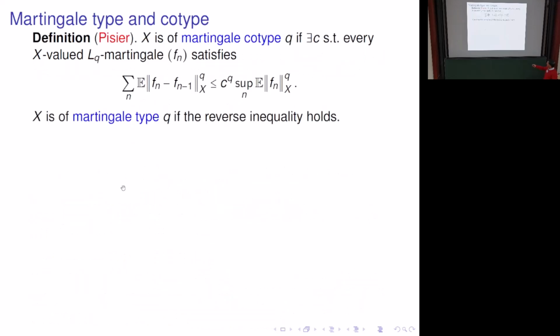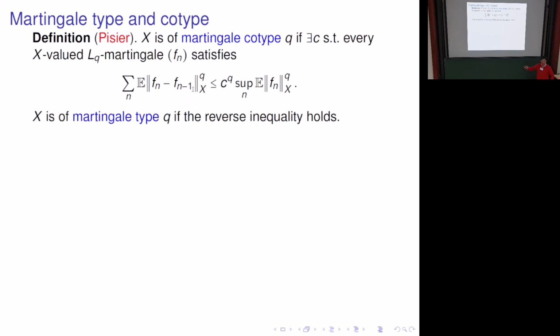Then we can come back to this martingale case. You see on the right-hand side, this is the Q norm of the martingale to power Q. On the left-hand side, we take the discrete derivatives. When we take them to power Q, we form, so this is also a Q norm of some square function in some sense, a Q variant of the square function. So this is the so-called martingale cotype Q.